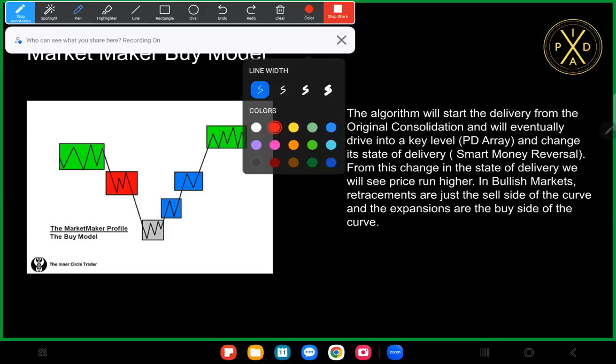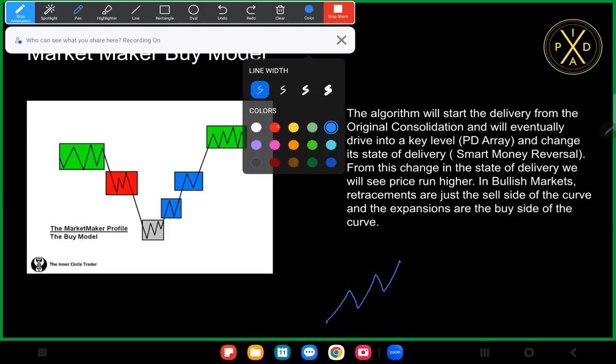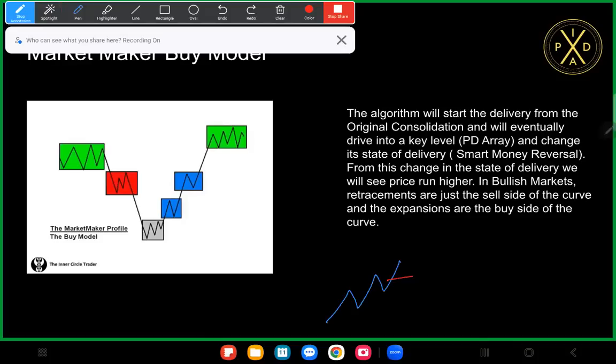Let me make that a different color again. So here's that bullish market environment. And then we understand that price should be wanting to go higher. So here's that PD array that price is seeking. So price is going to retrace back inside the range, but the retracement is just the sell side of the curve. And then the expansion, or that real move to then go higher back in line with order flow, that is that buy side of the curve, right? So in a bullish market environment, the sell side of the curve is the retracement and the expansions are the buy side of the curve.